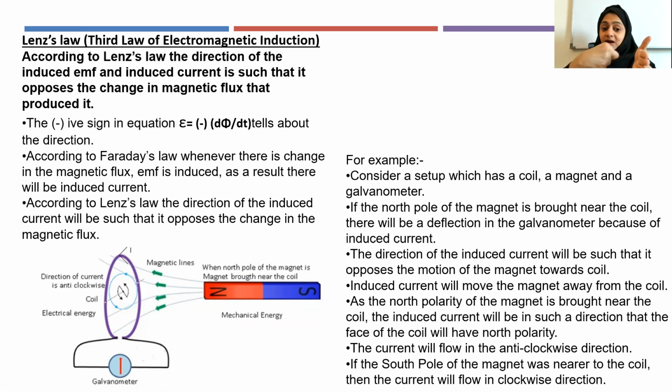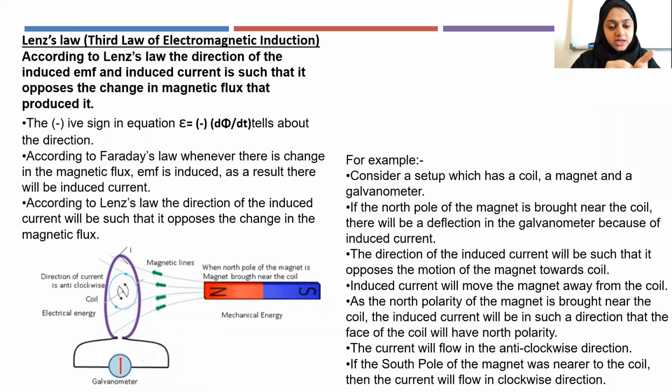Now, when you bring the bar magnet, the flux changes. Suppose it changes to 5 Tesla. So, when you bring it, the flux changes from 0 to 5 Tesla. The coil doesn't want it. So, the coil tries to oppose the bar magnet from coming near it. It will try to push it away, to repel it. So it will try to produce the same polarity, north pole near it, and the current will flow in the anti-clockwise direction.